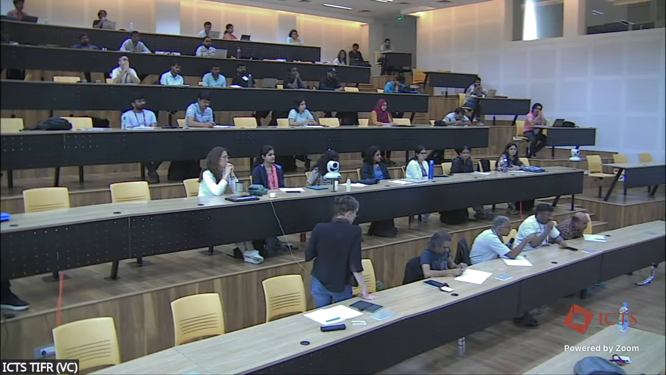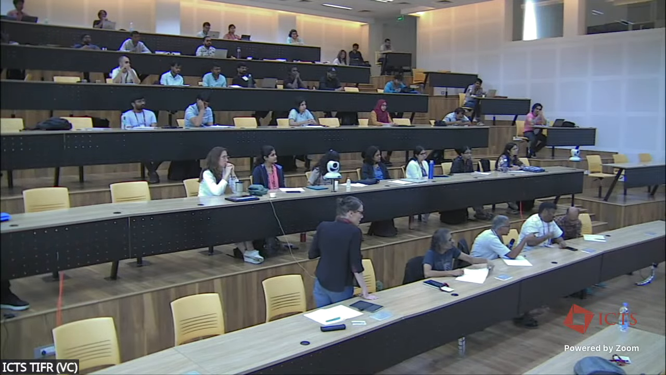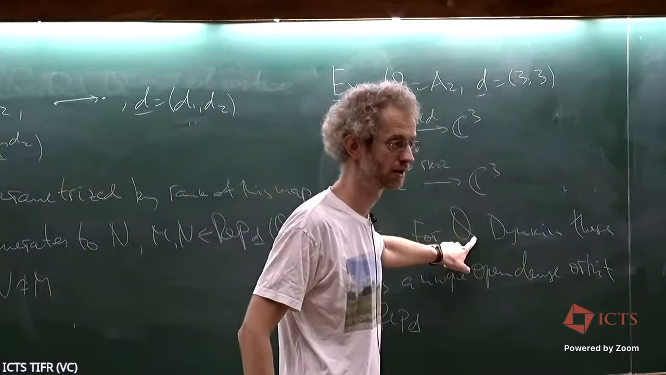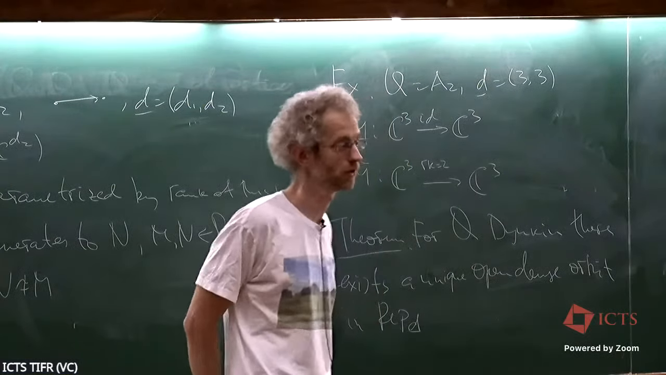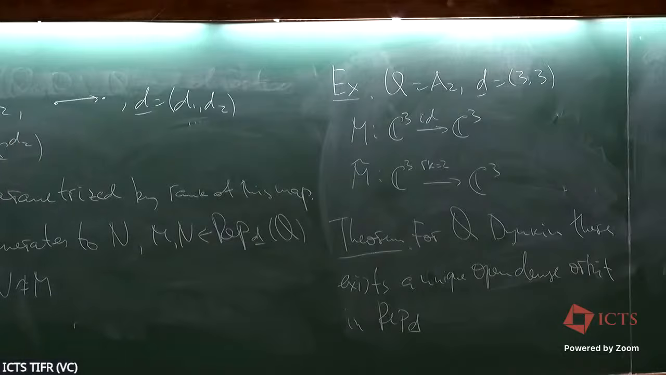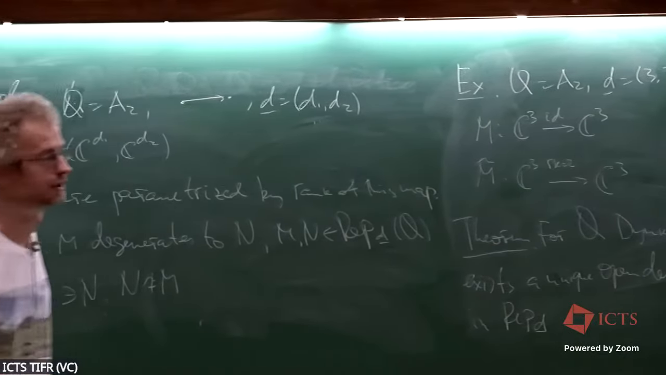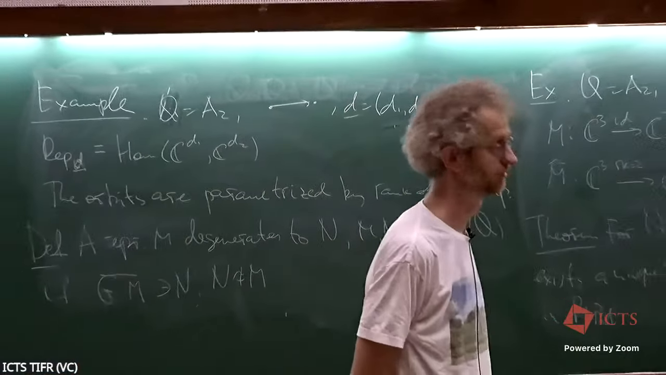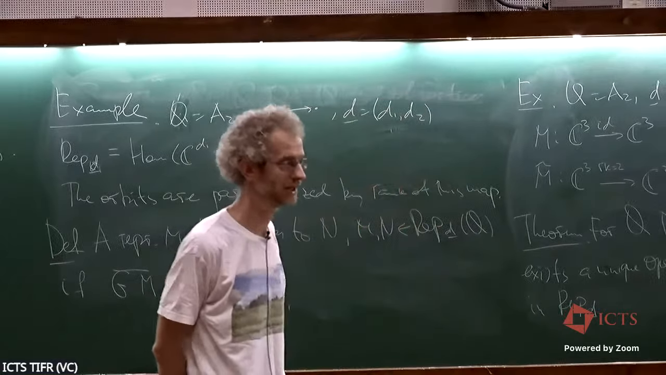Are you assuming anything about the quiver here, I mean? So here Q is Dynkin. Oh, Dynkin. Dynkin quiver, yeah. Of course, it's not true in general. Wonderful. Yeah. So there are finitely many orbits.